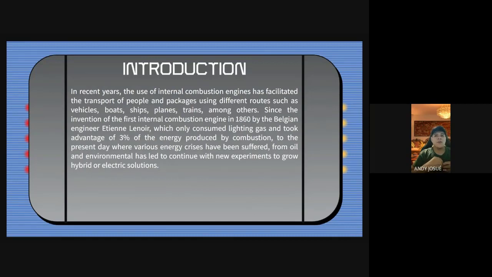Currently, the most used engines are Otto and diesel, since they provide excellent propulsion force, are excellent for heavy work, and have great fuel efficiency. However, internal combustion engines have generated large amounts of pollution with CO2 emissions and the greenhouse effect due to the increased circulation of automobiles worldwide.